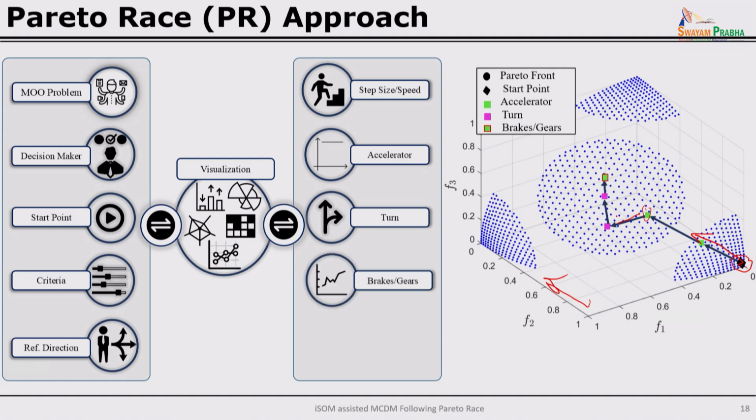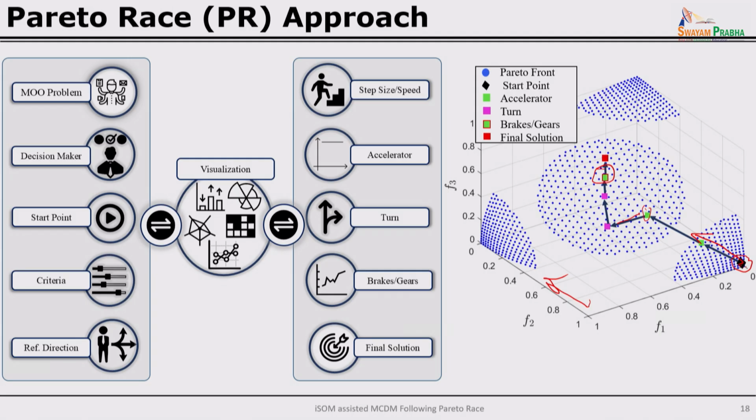And over the iterations, they will change the step size and direction and come to a point in which the decision maker says, okay, I'm happy with this solution and I want to pick it up. Or they want to visualize all the solutions, compare them, and then make a decision which solution they want. So this is the overall idea of the Pareto-Race. Basically, the decision maker is navigating on the Pareto optimal front by changing the speed and the direction.